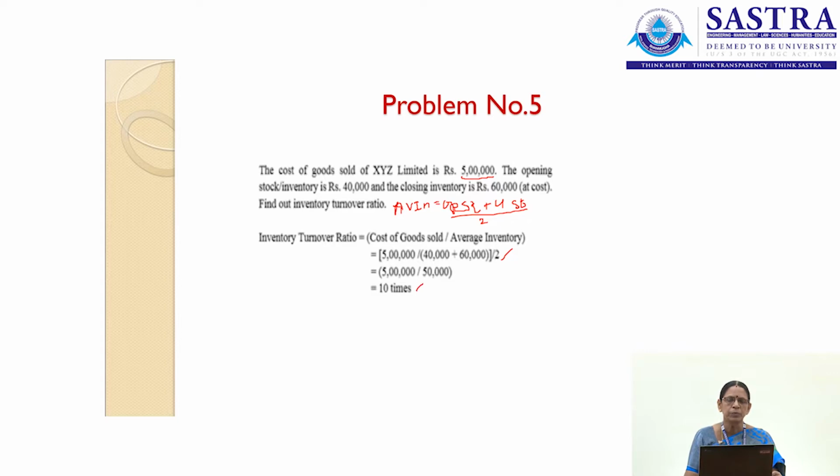We can also find it out in terms of your days. Say 365 days in a year, 365 divided by your 10 times, that will give you 36.5. Otherwise, it can be approximately taken as 37 days. That means it takes 37 days to convert your stock into cash. This is in terms of your days.